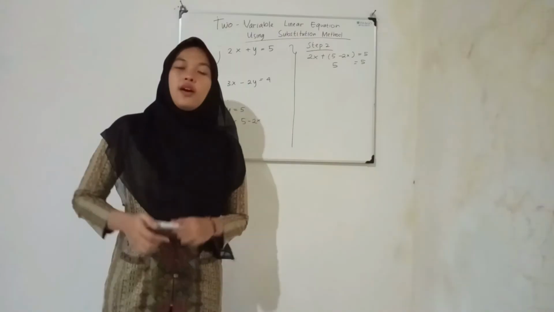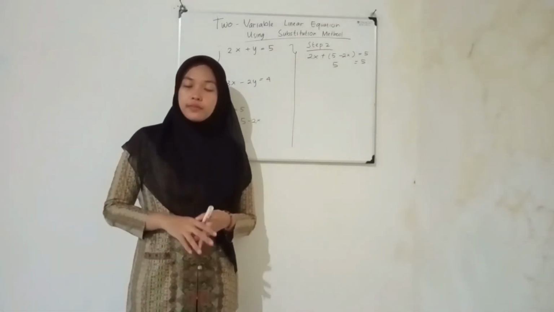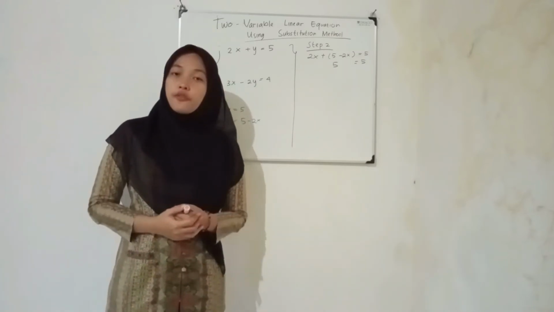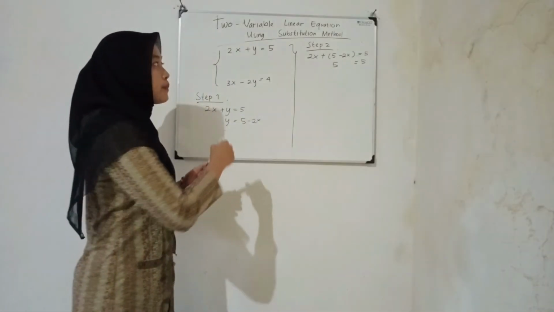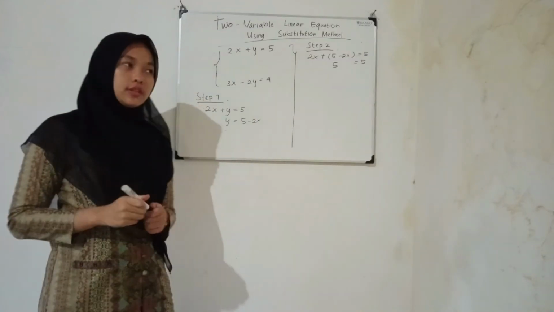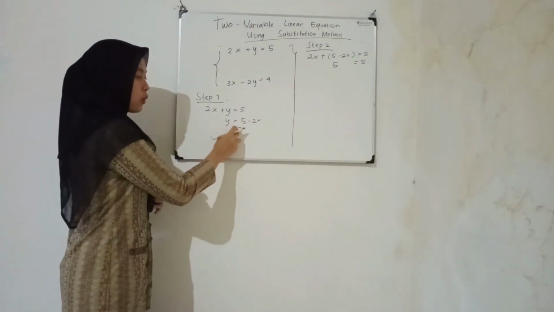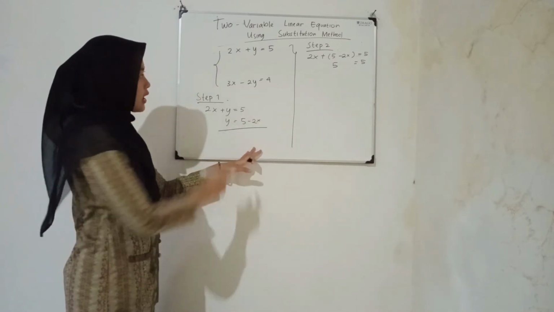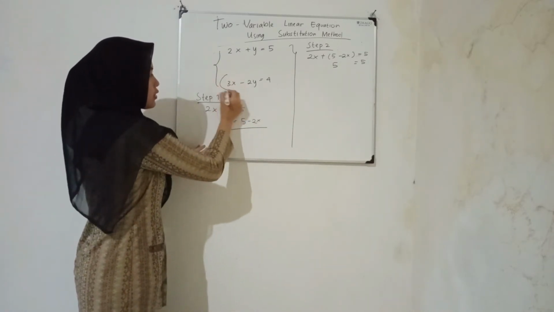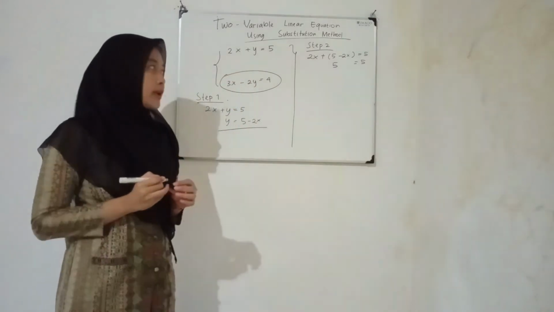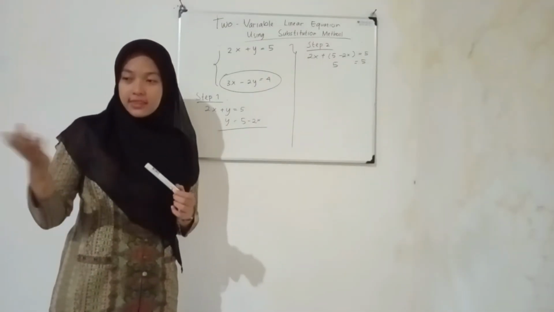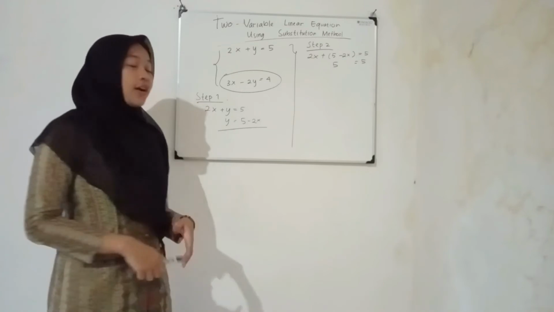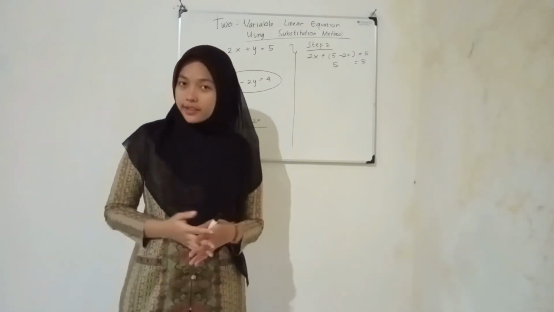Me, ma'am. Yes, I agree with Nurul's answer, ma'am. Okay, very good student, very good. Okay, Mustafa made a mistake in step 2. He should substitute y equals 5 minus 2x into the second equation, into this equation, as explained before by Nurul. Okay, thank you Nurul, very good Nurul. Okay guys, is everything clear?